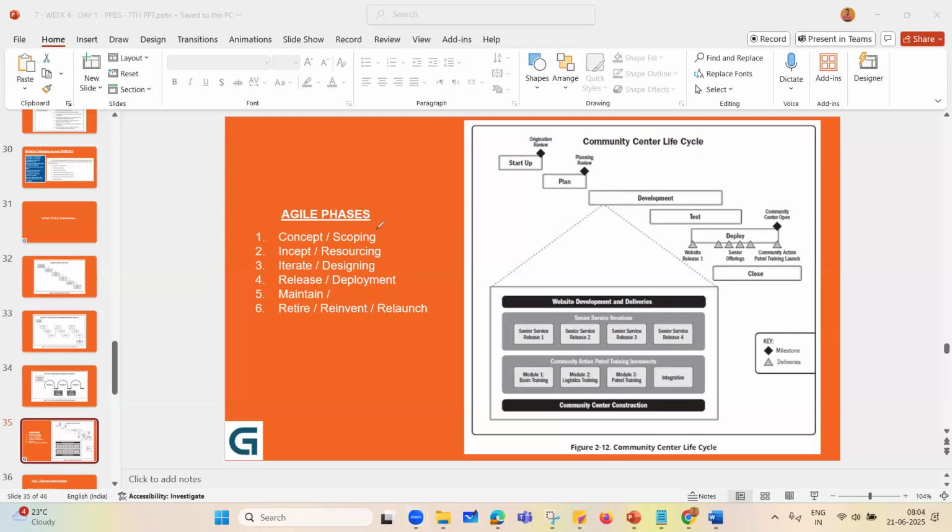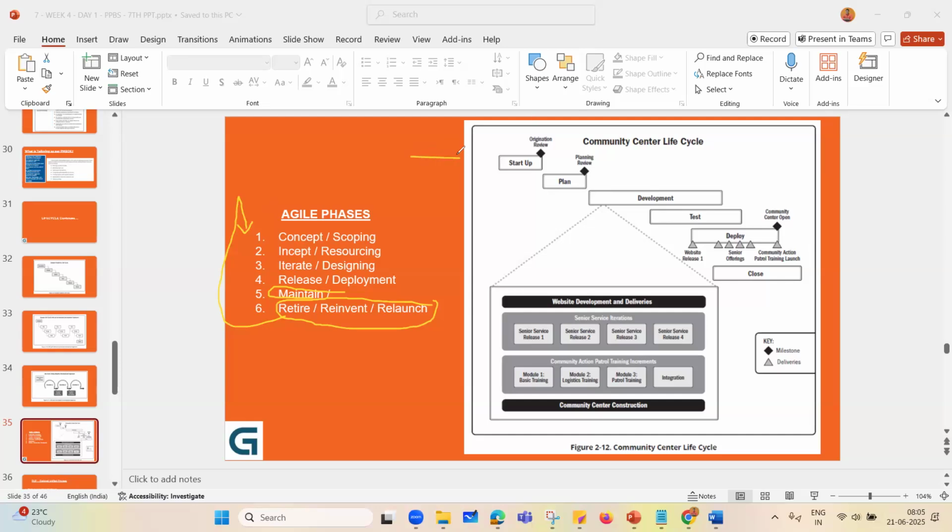With me so far? Yes. Now, when designing has happened, then it will get released. It means that the deployment happens, then it will go for maintenance, and then it will be called retirement or relaunch, so that you get ready for another increment or iteration.